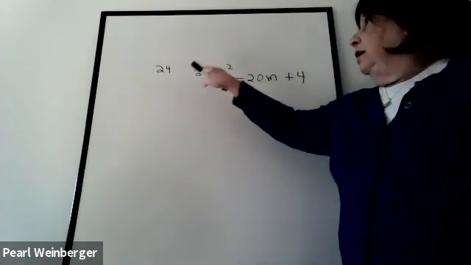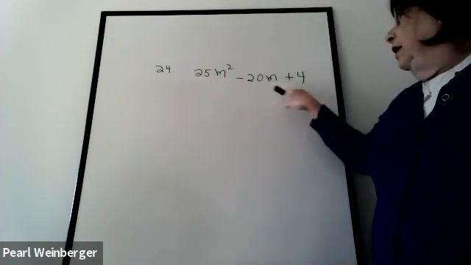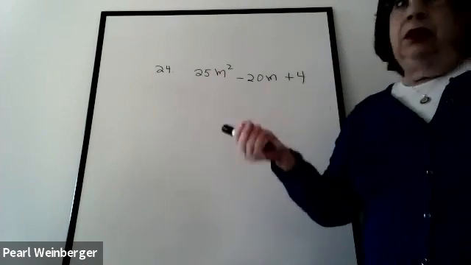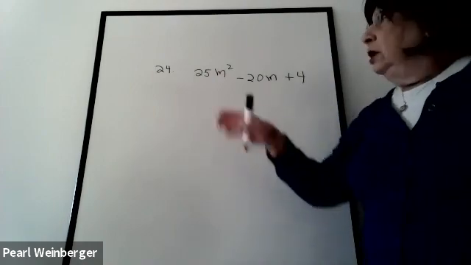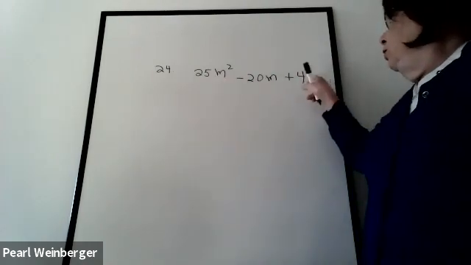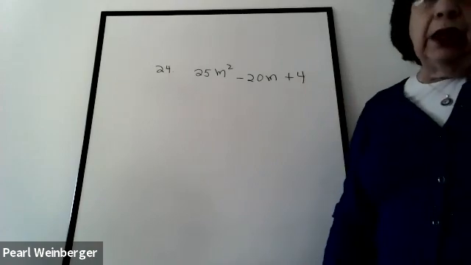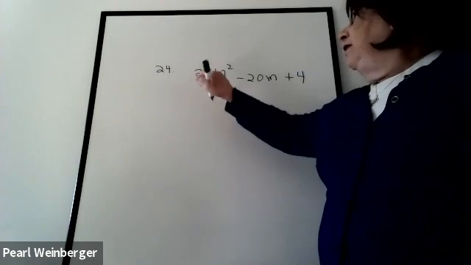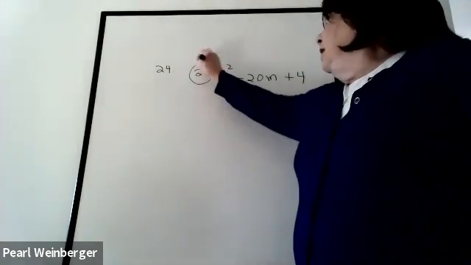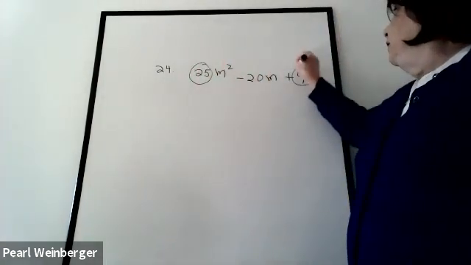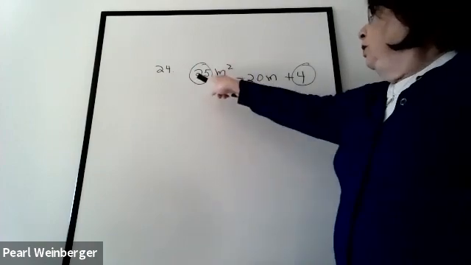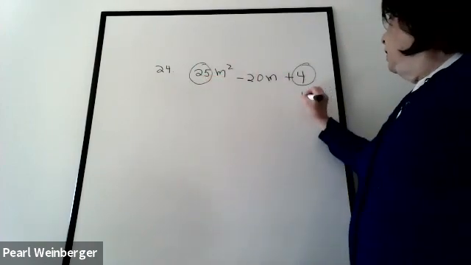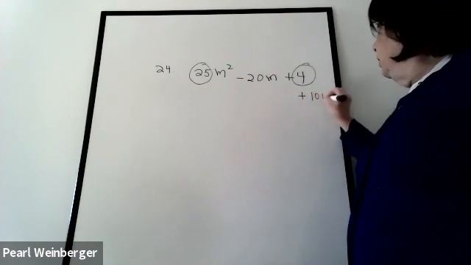Now I look at it. Is there a common factor? Well, there's a 25, a 20, and a 4, so nothing goes into all of those. And m squared and m, there's no m over here. There is no common factor. So again, we're going to have to use the AC method because there's a number in front of the m squared. We multiply the 25 times the 4. That gives me a positive 100.